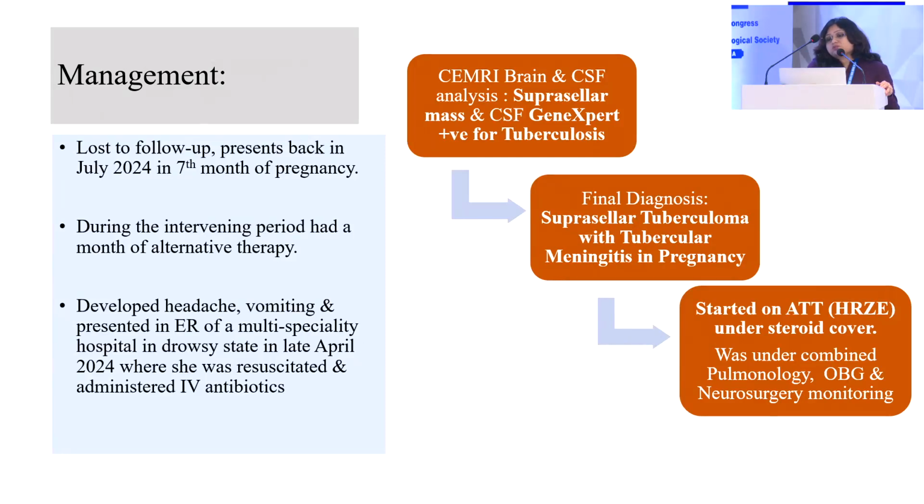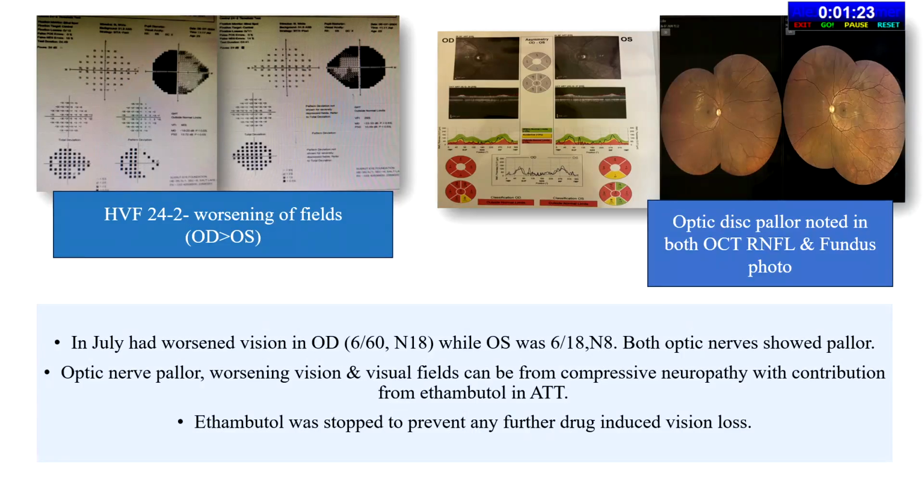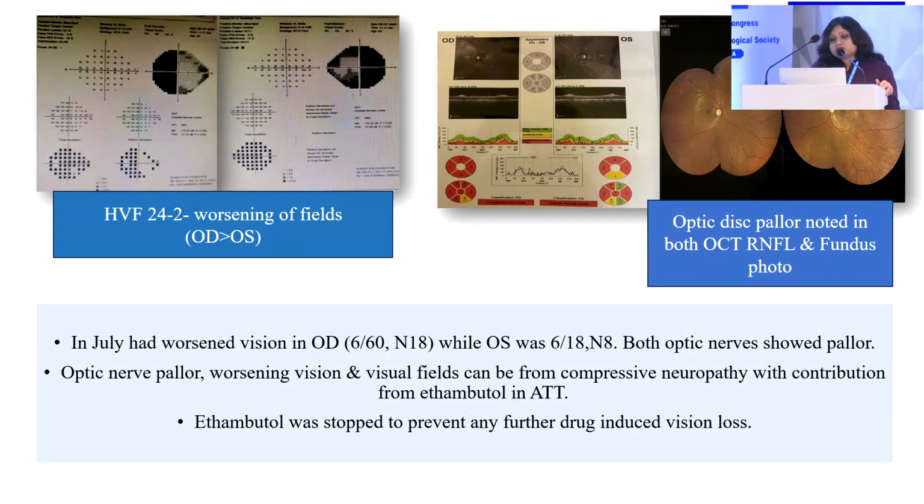So her final diagnosis was suprasellar tuberculoma with tubercular meningitis in pregnancy. She was started on ATT and was under steroid cover. She was under combined pulmonology, OBG, and neurosurgery monitoring. She presented back to us in July and had worsened vision in the right eye, and both optic nerves by that time had shown pallor. Optic nerve pallor, worsening vision, and visual fields can be from both compressive neuropathy with contribution from ethambutol in ATT. So ethambutol was stopped by the treating pulmonologist to prevent any further drug-induced vision loss.